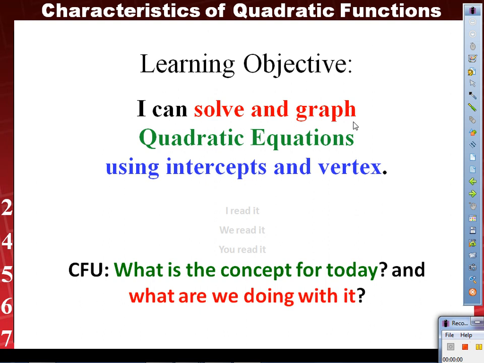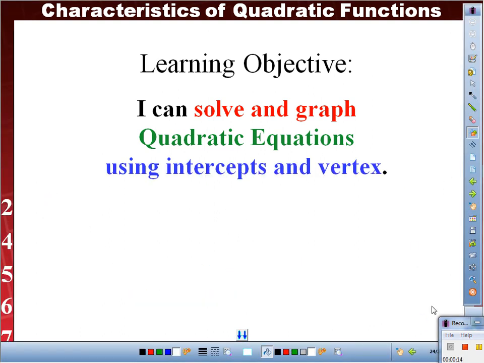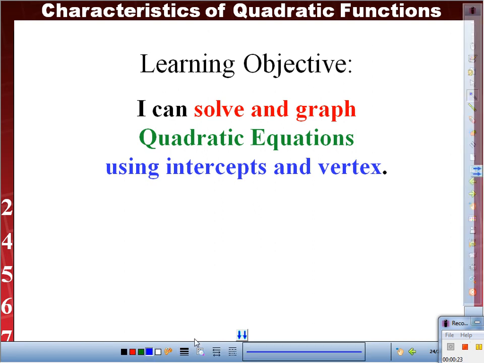Our objective for today: I can solve and graph quadratic equations using intercepts and vertex. Read together, 1, 2, 3. I can solve and graph quadratic equations using intercepts and vertex. Now, for right now, we pretty much know what the whole objective stands for. What is the only word that's new from the objective, everyone? Vertex. So underneath vertex, I want you to do a double arrow, like so.